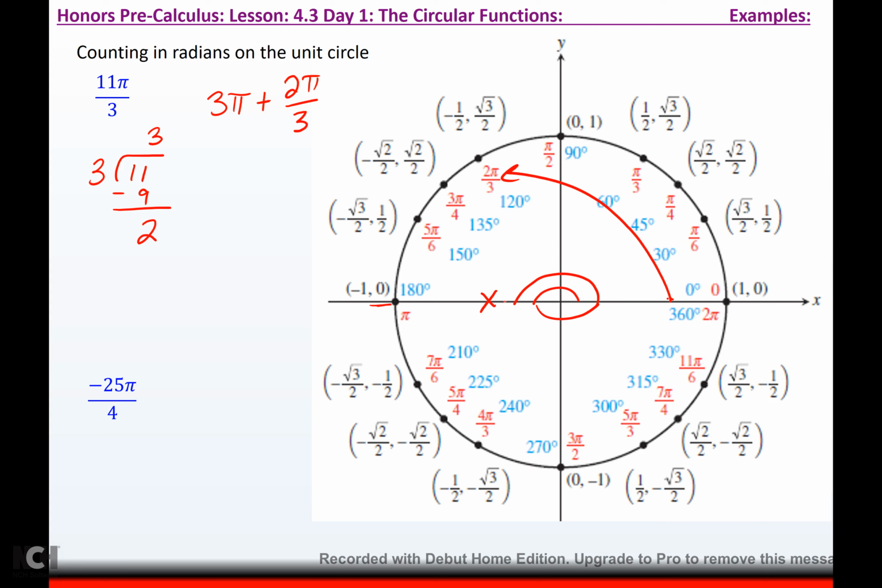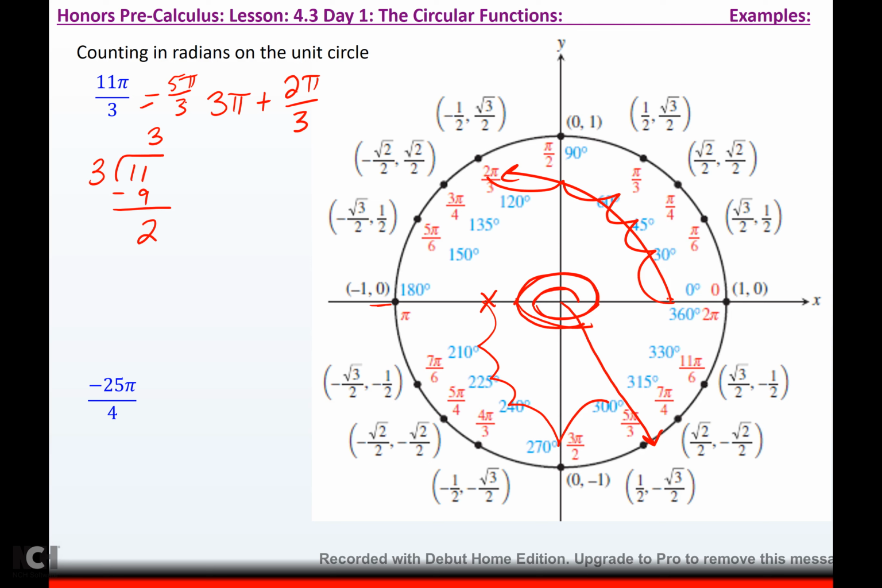So what you do is you count the steps from 0 and then count that many steps from pi instead. So from 0 to 2 pi over 3 would be 1, 2, 3, 4, 5 steps. So if I start from here, 1, 2, 3, 4, 5 steps, that would put me right here at 5 pi over 3. And this would be theta. Okay? So 11 pi over 3 is the same as 5 pi over 3.